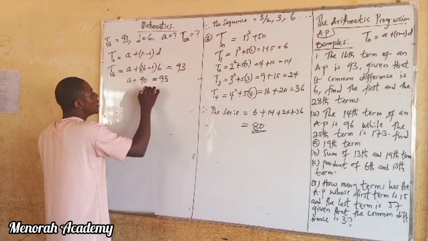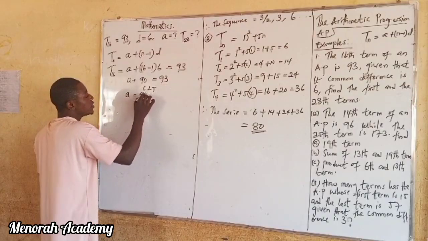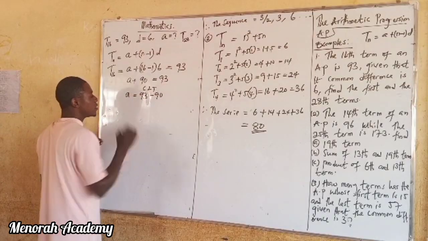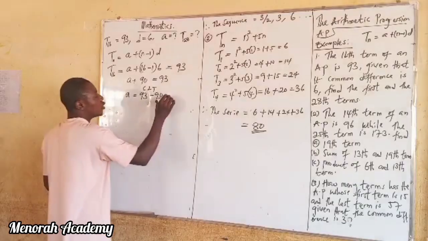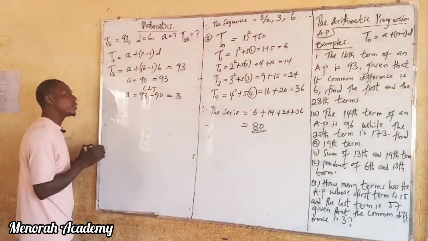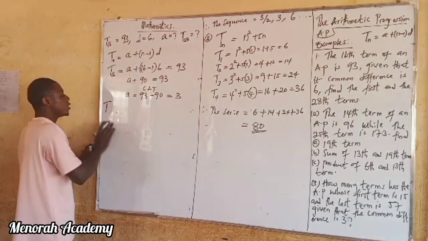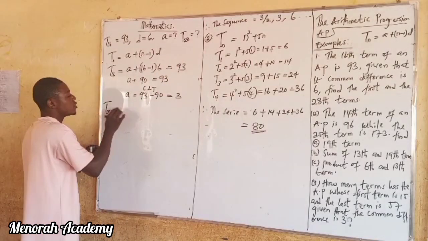So you collect like terms. By the time you collect your like terms, a is going to be 93 minus 90. So our a now will be equal to 3. Now that we have found our a to be 3, they ask us to find t of 28. That is the 28th term.